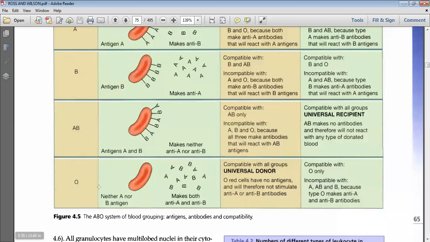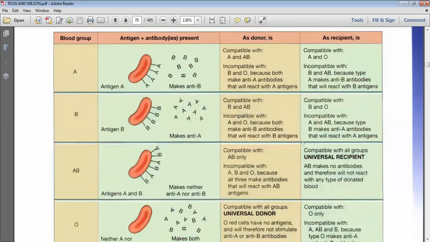And the blood group O, it produces both antibodies A and B, but does not have the A antigen or B antigen on the surface. So it is compatible with all blood groups as a universal donor. So blood group O can be donated to any type of blood group patient or recipient, and as a recipient it is compatible with O only, meaning O blood group will need only blood group O for receiving. Okay, all this is about the ABO system.